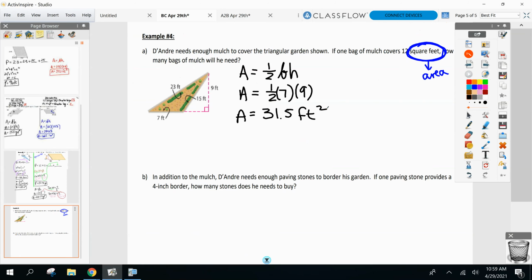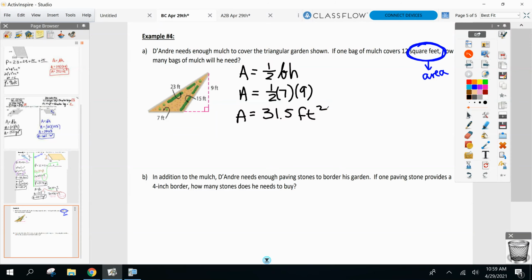This is where you guys just start going off the rails. Crazy. I don't know if I divide or if I multiply by 12. I can never figure that out. Well, don't make it a 50-50 guess. Let's talk some mathematics here. You got 31.5 square feet. Every bag covers 12. Takes care of 12 square feet.